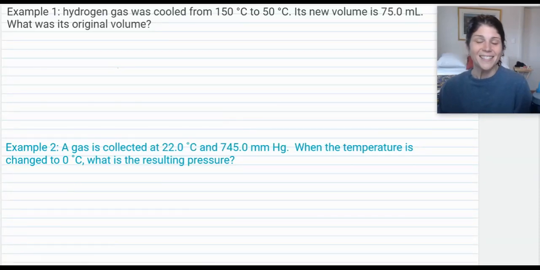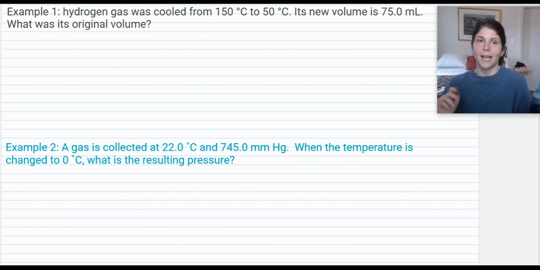Hey, my friends. Today we're going to do some practice with the combined gas law. And instead of taking notes on a Google sheet or whatever, I'm using the Jamboard. You should have these practice problems in your guided notes. And I'll highlight what I want you to have in your guided notes. So let's go through these problems together. I have 4 of them.